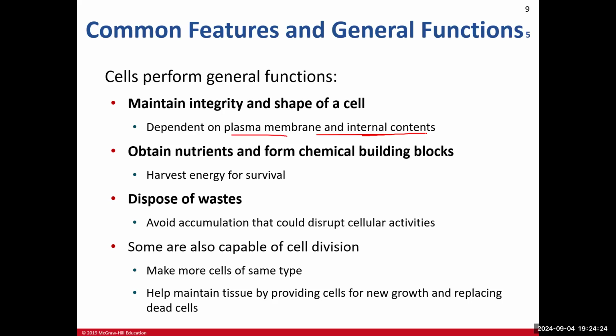All right, the next function is obtain nutrients and form chemical building blocks. You and I have to eat to live, right? And we use that food to help make things in our body and help with energy. Cells are no different, right? So it needs to obtain nutrients to help make energy, but also to make building blocks to make things, because maybe the cell is still growing, or that cell has been damaged. So it has to do the same thing that we do. It has to get those building blocks, that energy from somewhere.